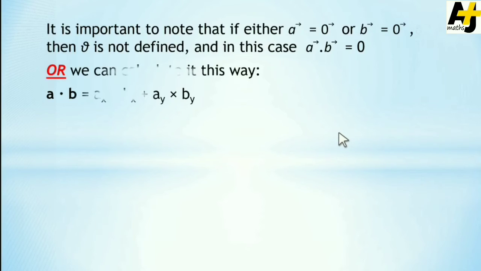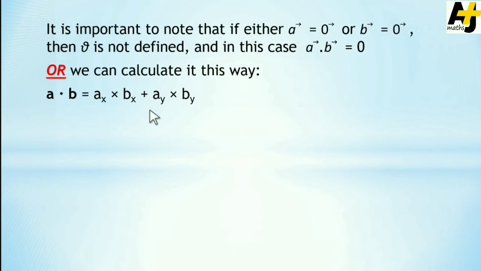It is important to note that if either a equal to 0 or b equal to 0, then theta is not defined. In this case, a dot b equal to 0. Remember that when one of the vectors is 0, theta is not defined, and in this case their dot product will be 0.